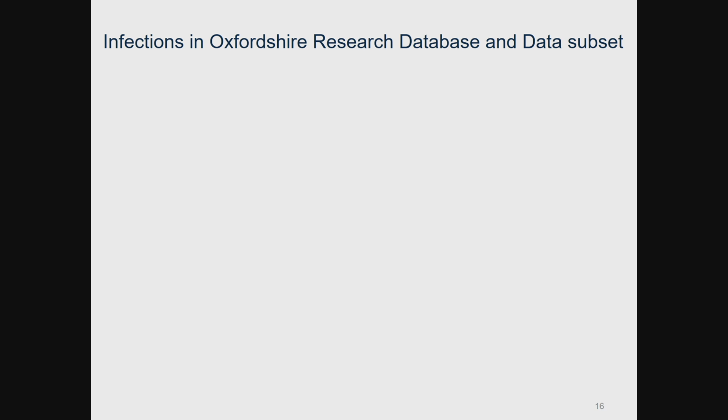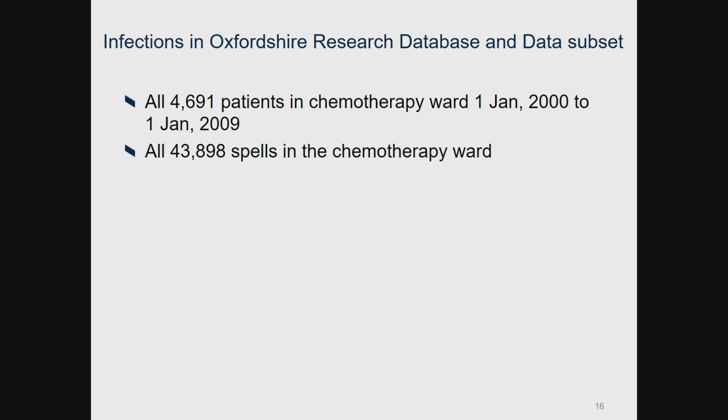The data set we used is the Infections in Oxfordshire Research Database. There are two major teaching hospitals in Oxfordshire and a number of community clinics. They came together to combine information from the electronic medical record and hospital administrative data to build this data set, primarily for looking at the spread of infection within the hospitals. But we realized that this was an ideal data set to look at for a social influence question.